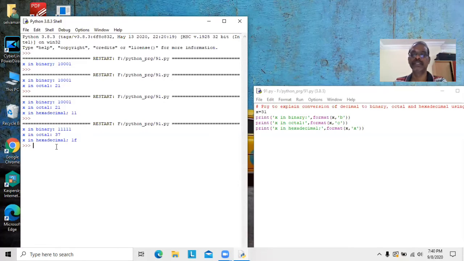Whatever we studied in the theory lesson, it comes in C. Now you know how to convert or how to check decimal into binary, decimal to octal, decimal to hexadecimal. Now we will learn recursive function.